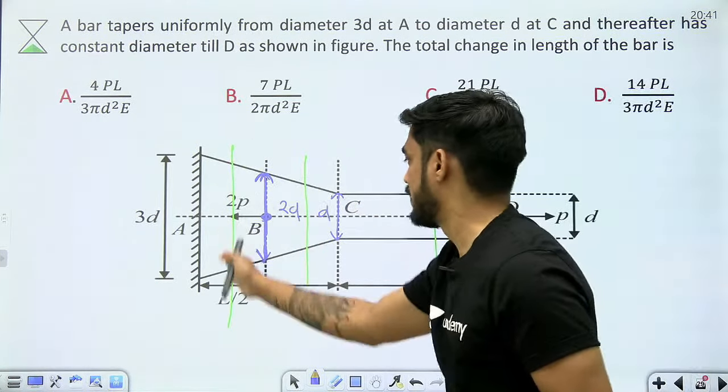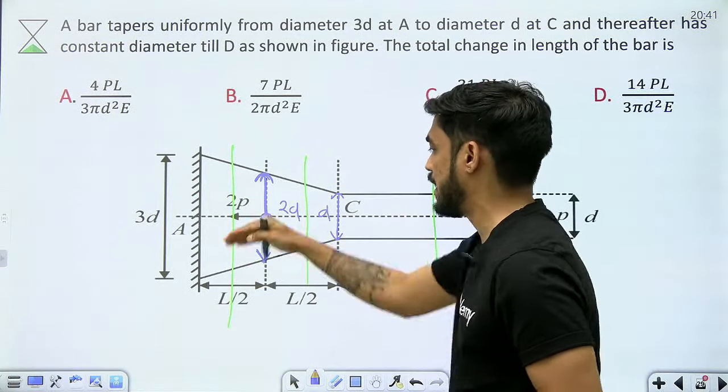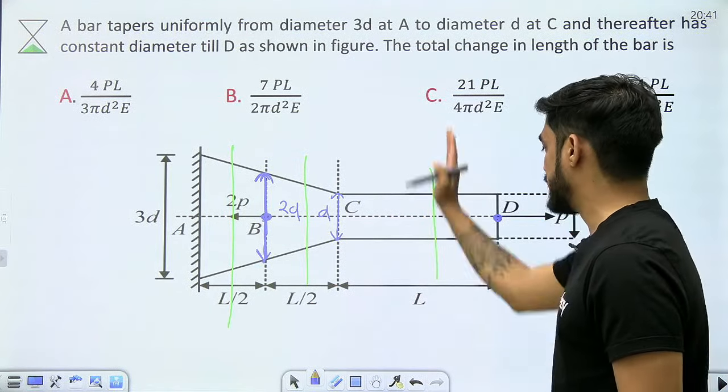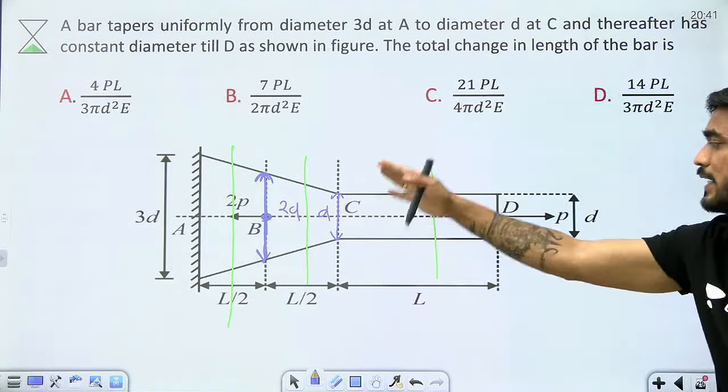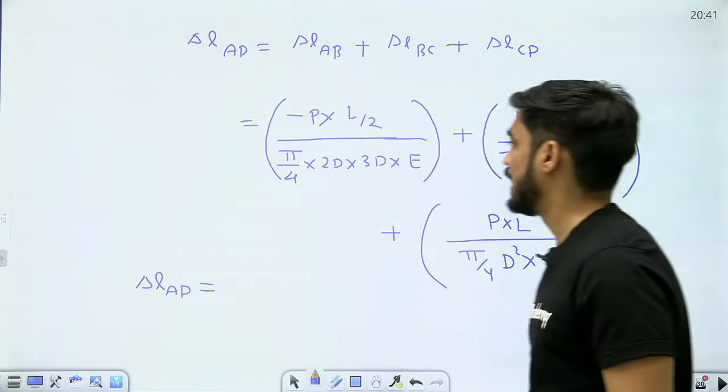Internal force in AB will be how much? Total force right से देखो बेटा P और 2P. So plus P minus 2P, minus P. BC में right side only P. CD में right side only P. तो minus P, P and P. ठीक है? Now calculate what will be delta L of AD.